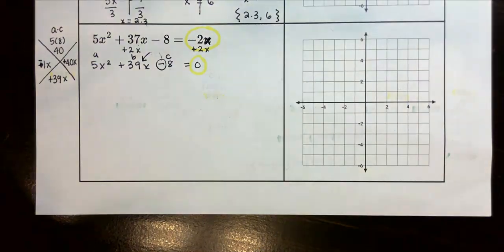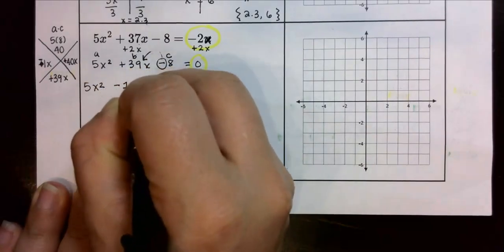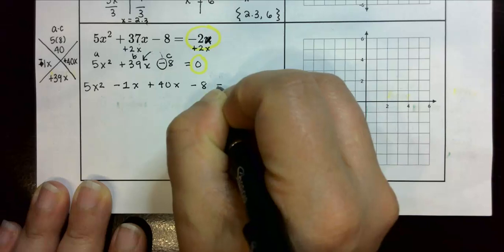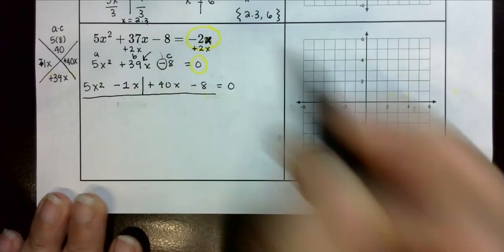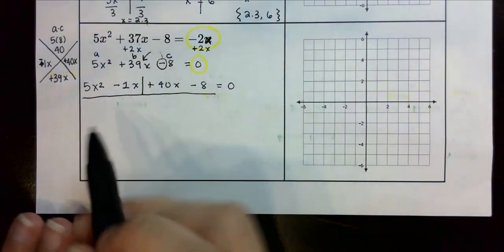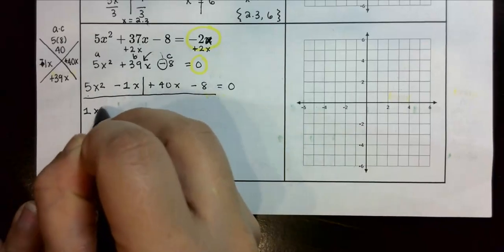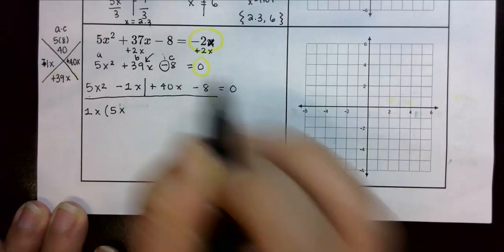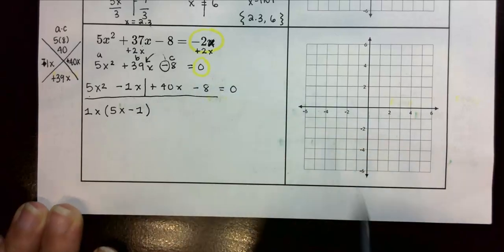All right, now that we have what we're looking for, let's go ahead and create 4 terms here. So I'm going to write 5x squared minus 1x positive 40x minus 8 equal 0. All right. And then let's factor. 5 and 1 is 1. X. 5 divided by 1 is 5. X. Negative 1 divided by 1, negative 1, no x.